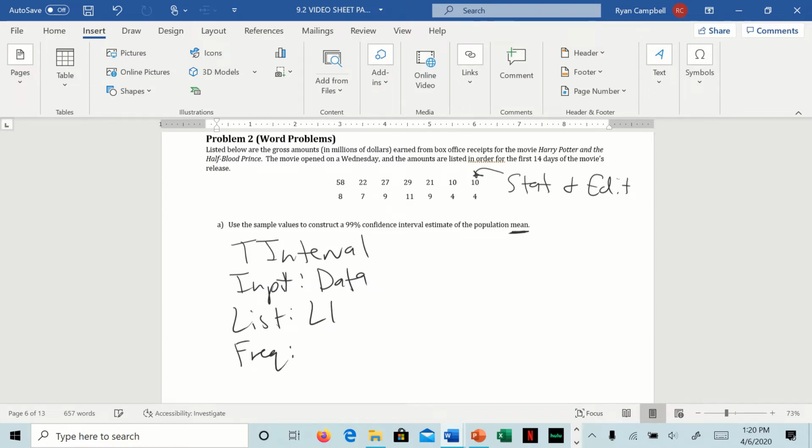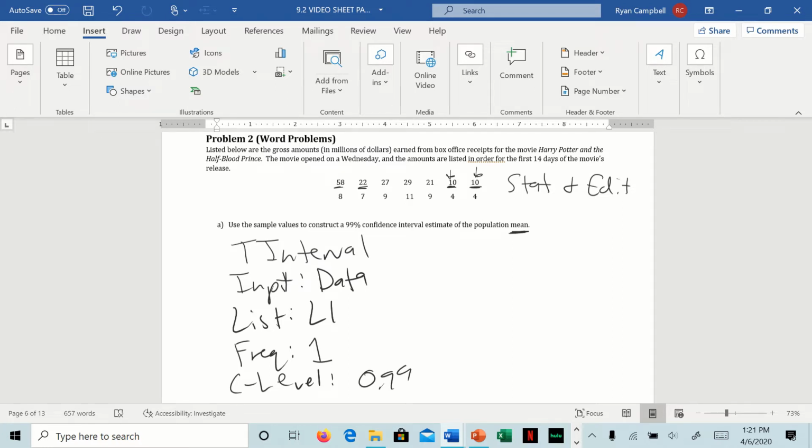The frequency: how often does each of these values occur? One time. This 58 occurs one time. This 22 occurs one time. And you may be thinking, what about these 10s? Those occur twice. Yes, but if you typed in this 10 and this 10 into your list, this 10 occurs one time, and this 10 occurs one time. So just make it easy on yourself. Put everything in. Our frequency is just 1. And then we have our C-level, which for this is going to be 0.99.